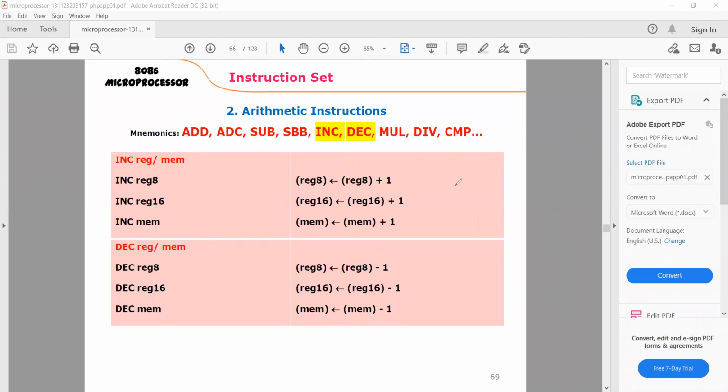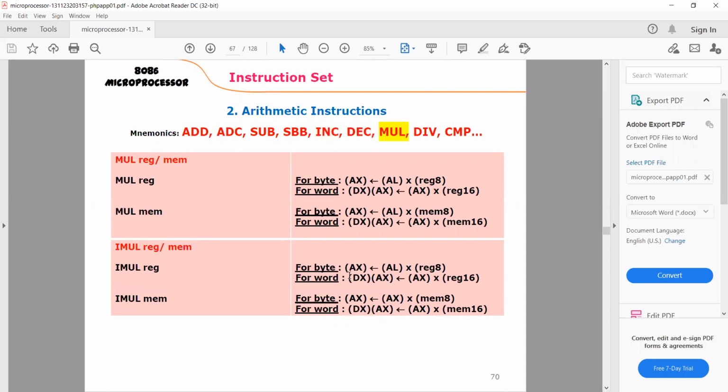Next, the multiplication operation. The next instruction is the multiplication operation. So you can use MUL register, or you can use MUL memory location. So what happens here?